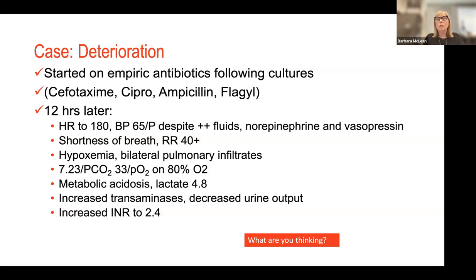So now, what are you thinking? You know she's in septic shock. I know you know that. But what else are you thinking about this young 27-year-old patient who 12 hours ago had an ejection fraction of 64%? Now, here is the problem, my friends. The problem is yesterday or 12 hours ago, she had an EF of 64%, but she has now deteriorated significantly.